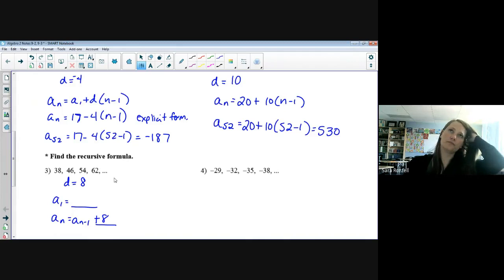What was our first term? 38. And that's it. So our first term is 38. Our second part: all the terms after are the terms that came before plus 8.